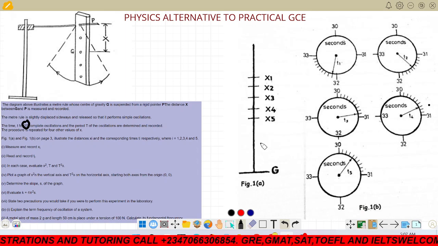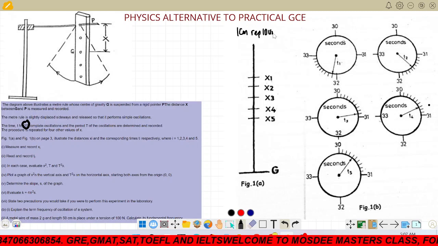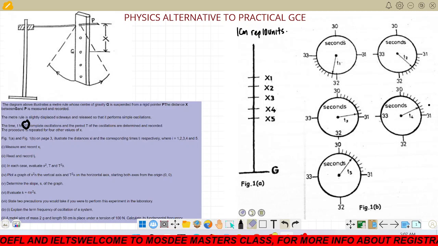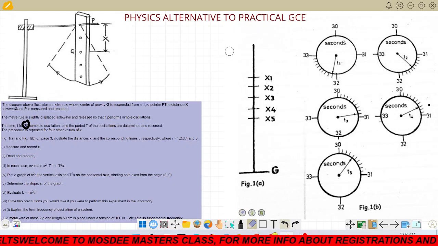I want to place my meter rule. Another instruction I would have loved to add is if this question is giving you a scale. Let's take for example a scale of 1 centimeter to represent 10 units. What it means is that when you place your meter rule, you must have it at the back of your mind that whatever values you are getting, you are going to multiply by the 10 units. But according to this question, the examiner did not ask you to multiply any scale. So there is no scale on this example.